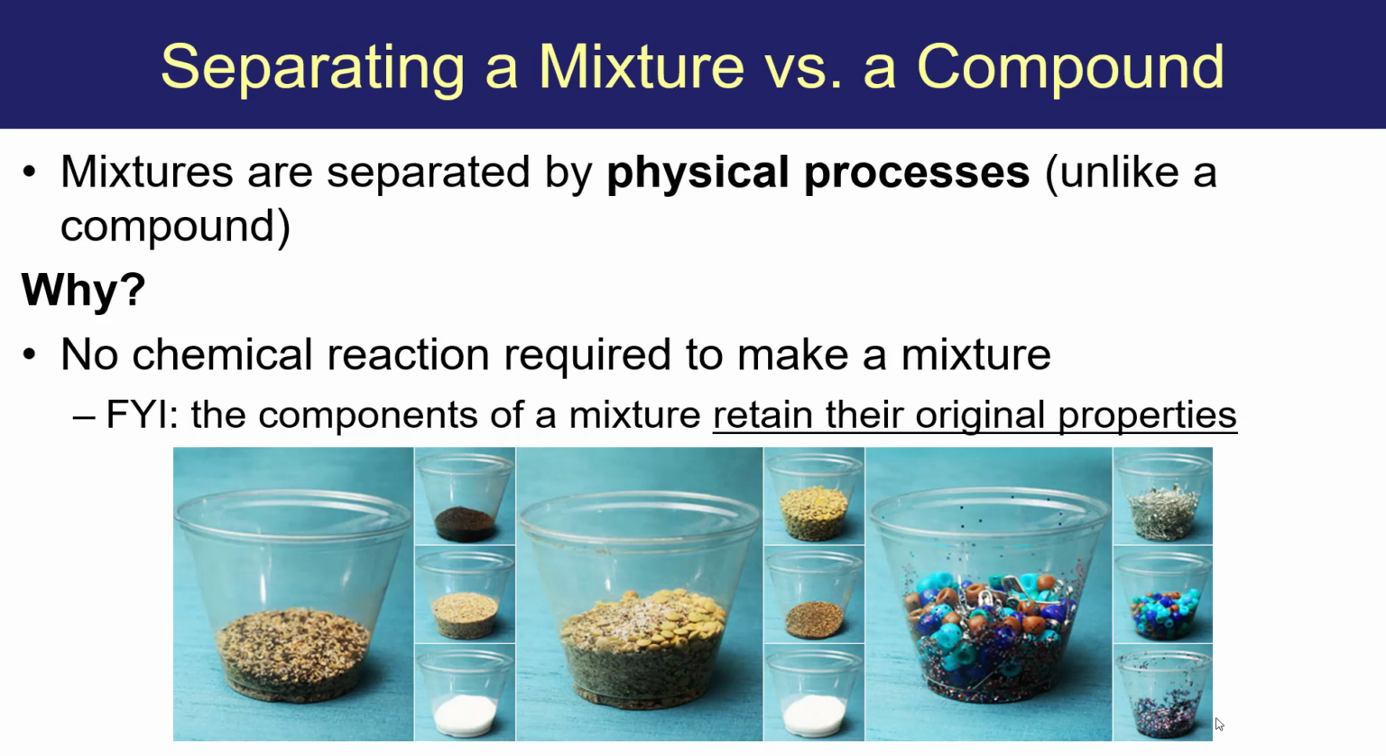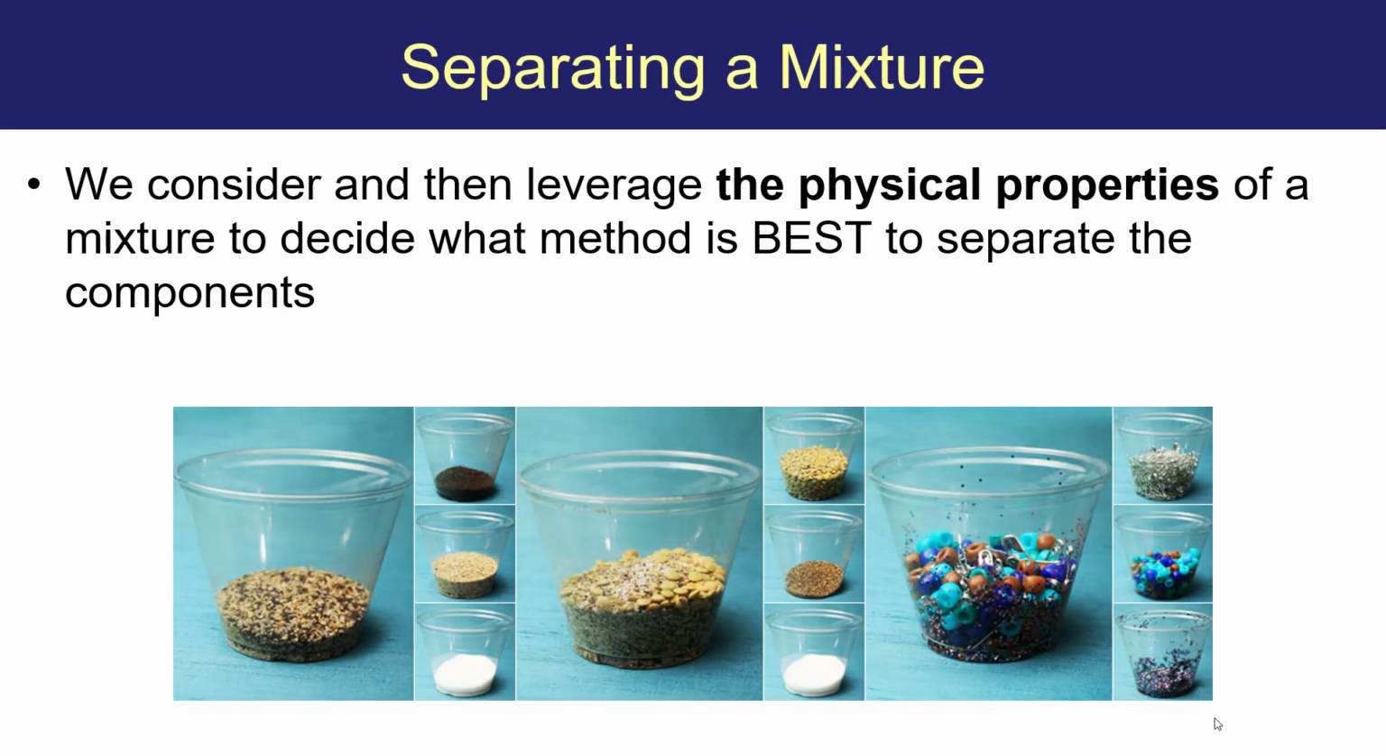As a result of that, if you really wanted to separate a mixture, you can do that by physical processes, and if you wanted to separate a compound, you would have to do that by chemical means, meaning a chemical reaction. Now, why can you separate a mixture by physical processes, unlike a compound? Well, that's because if there was no chemical reaction required to make it, those components that go into your mixture definitively retain all of their original properties. And it is the leveraging of those properties that we will use in the different separation and purification techniques that are contained here in this video.